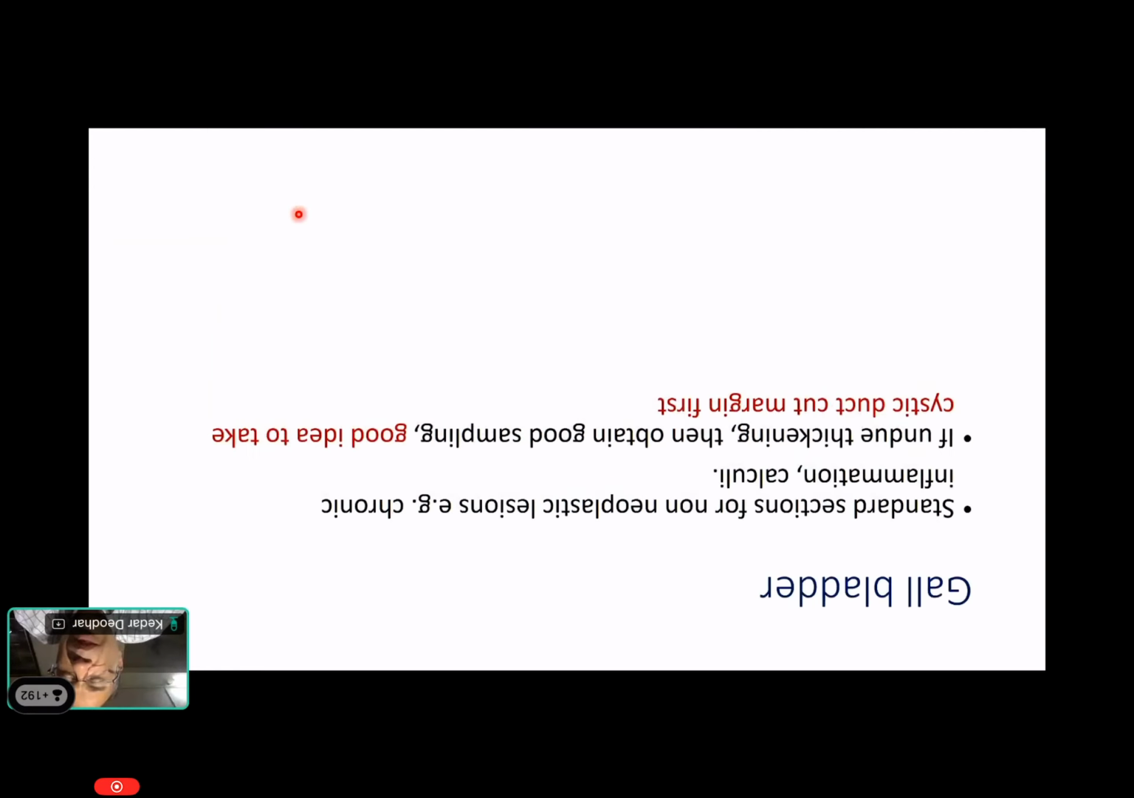Going on to gallbladder, we have gallbladder cancer resection and we have radical resection. For gallbladder, the standard sections for non-neoplastic lesions, this is a common specimen, laparoscopic or open cholecystectomy, but mostly nowadays laparoscopic. Usually for chronic inflammation or calculi, we generally take 3 sections: fundus, body and the neck area.